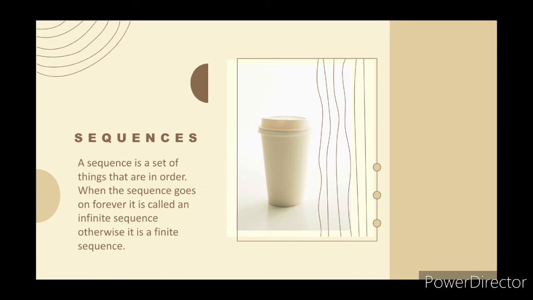Sequences. A sequence is a set of things that are in order. When the sequence goes on forever, it is called an infinite sequence. Otherwise, it is a finite sequence.